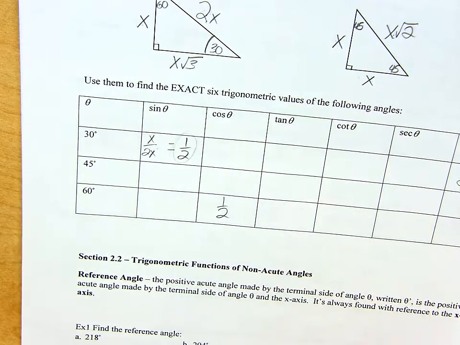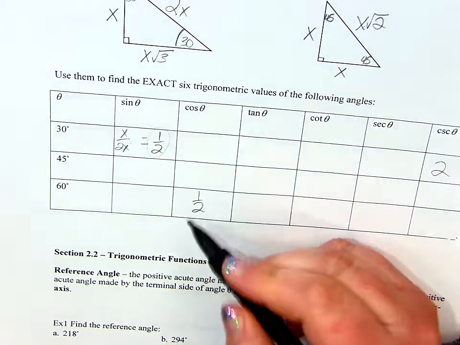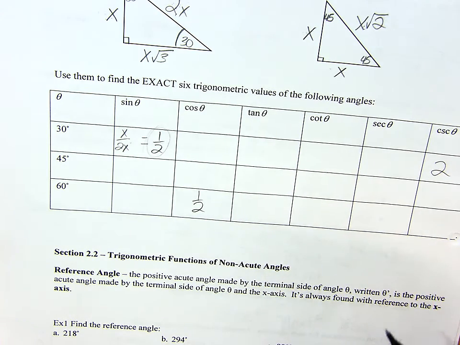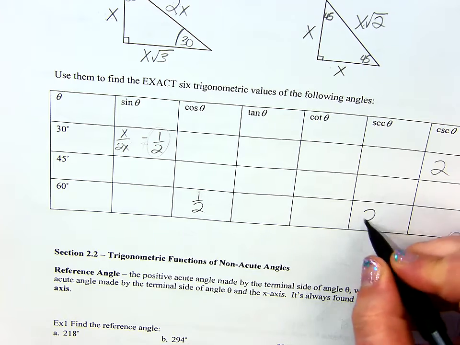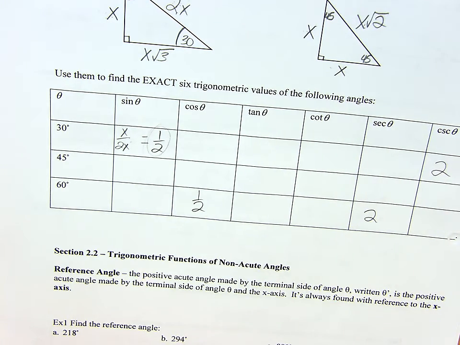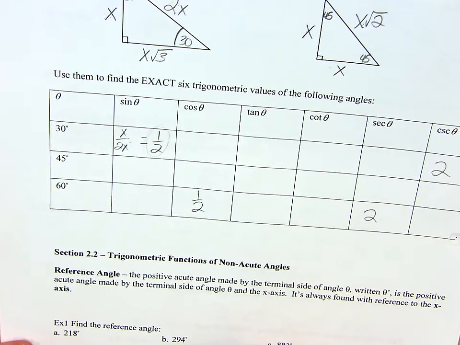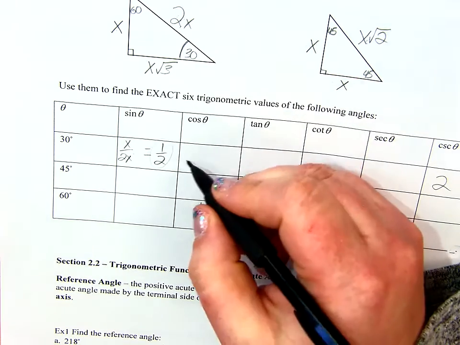So that's a half. And so if that's a half, then I also know secant has to be 2, because they're reciprocals, right? Cool. All right. Look at that. So now let's try cosine of 30 maybe.